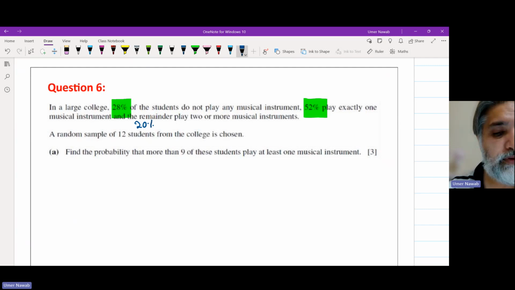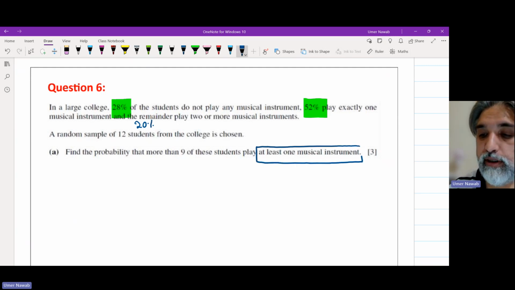A random sample of 12 students from the college is chosen. Find the probability that more than 9 of these students play at least one musical instrument. So at least one musical instrument tells you maybe one or more. So 52 and 20. We need to add them up. So 52% plus 20% equals 72%.